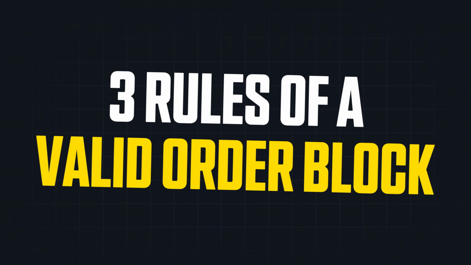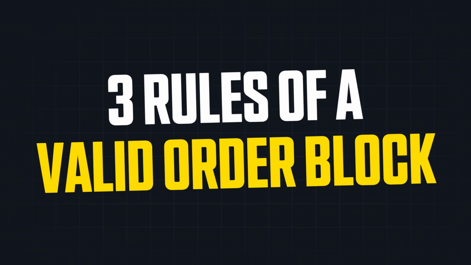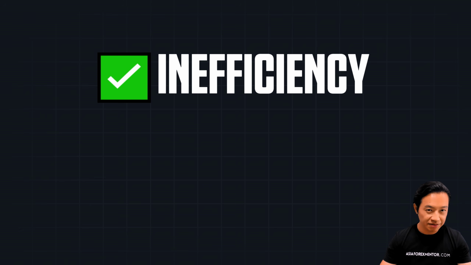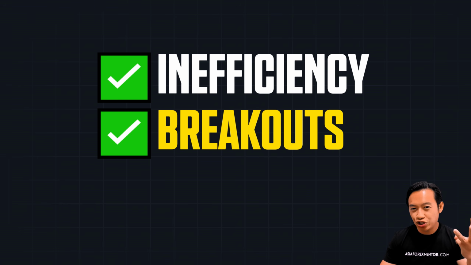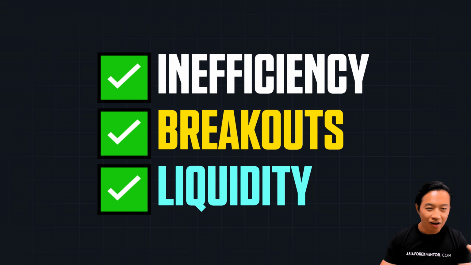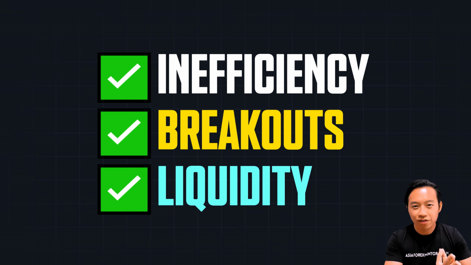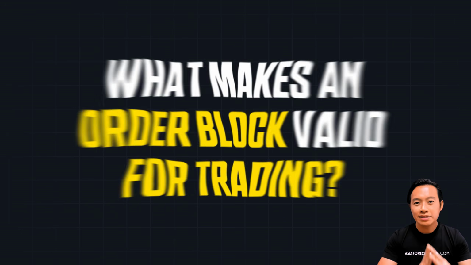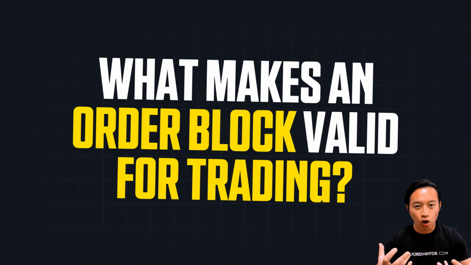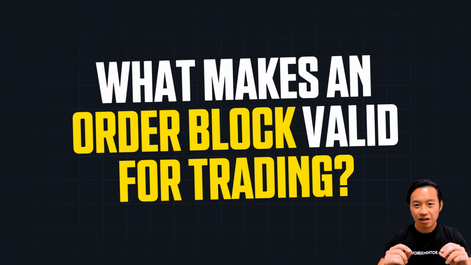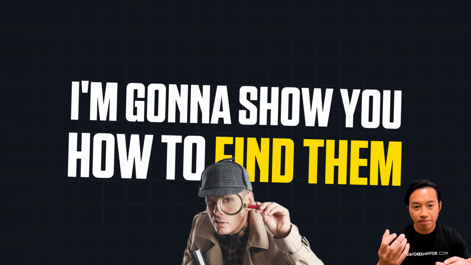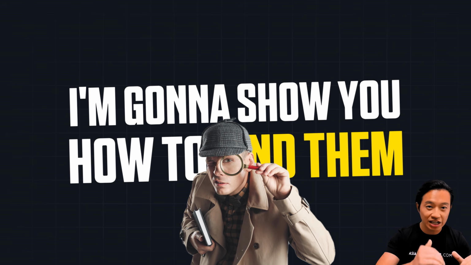Here are the 3 rules of a valid order block. Number 1, inefficiency. Number 2, breakouts. Number 3, liquidity. All right, so now let's kick off, right? We're going to look at what makes an order block valid for trading, then I'm going to show you how to find them and mark these areas on the chart itself.